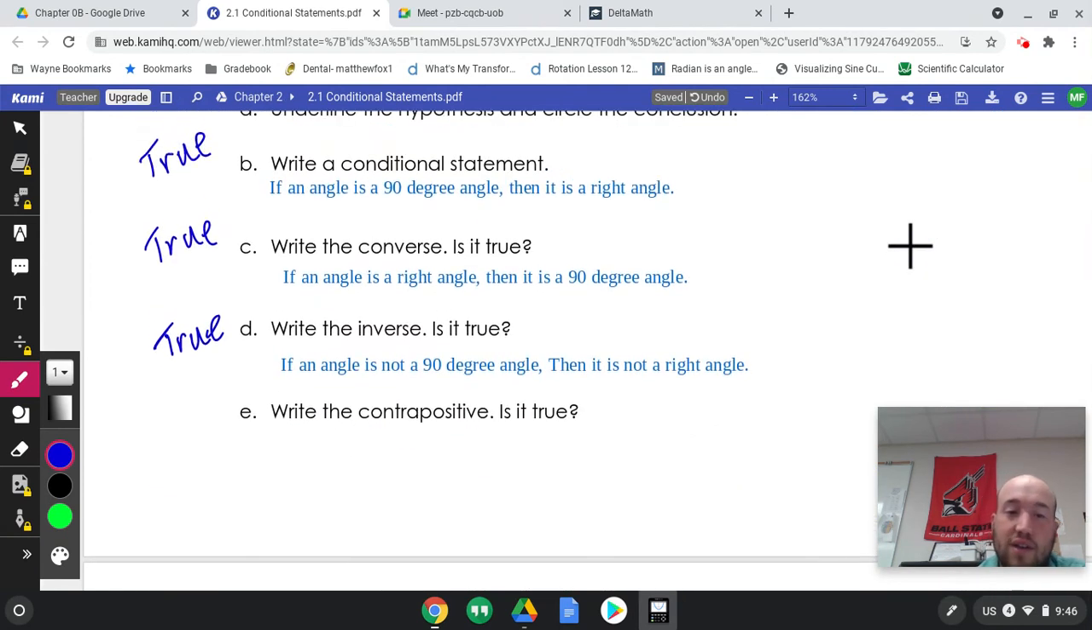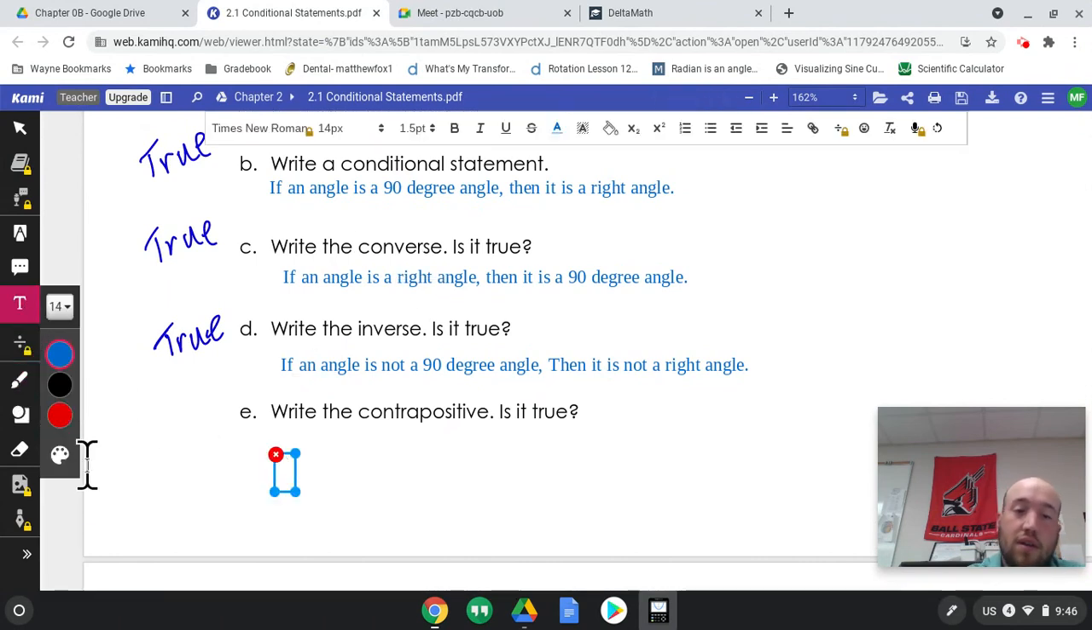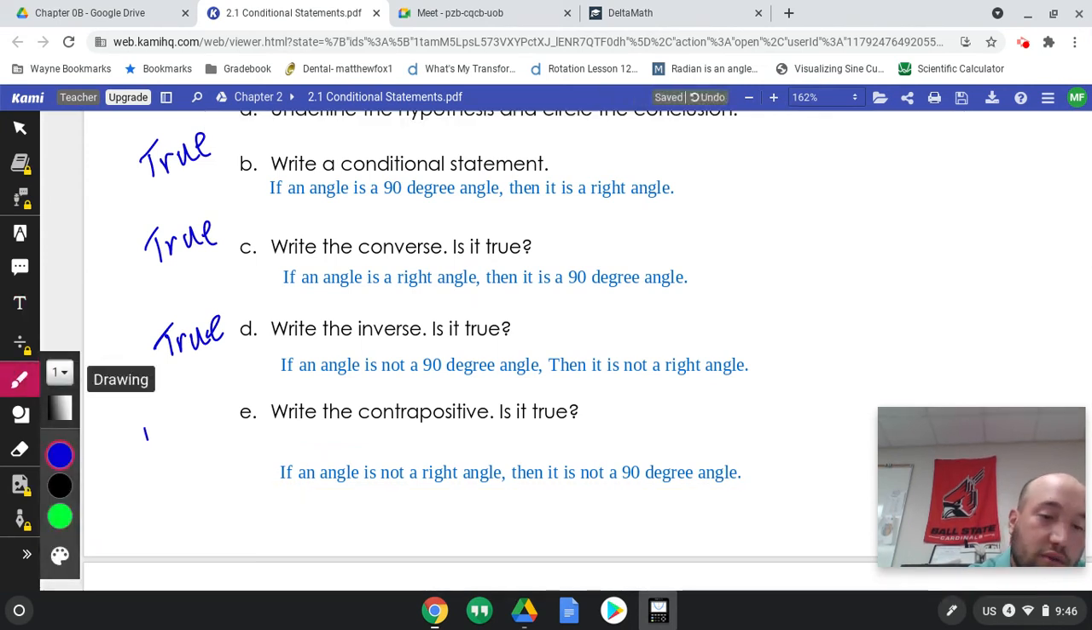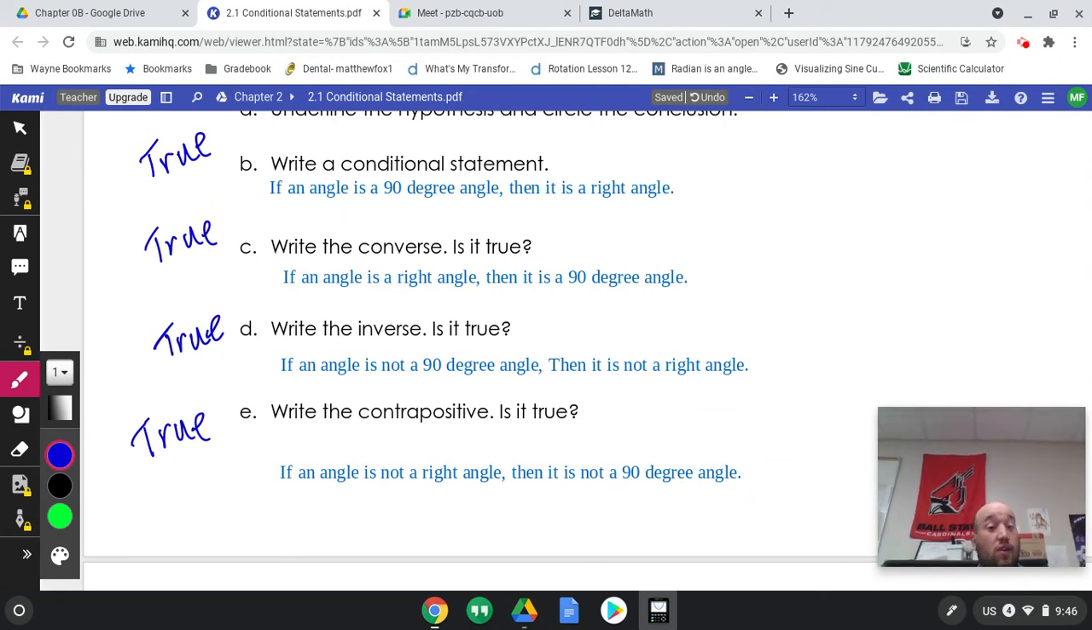Okay, the final one, the contrapositive. So when we take the converse and we negate it. Okay, so to finish it out, if an angle is not a right angle, then it is not a 90-degree angle. And this one also will be true. All right, so the final thing, that's all for the notes for today.